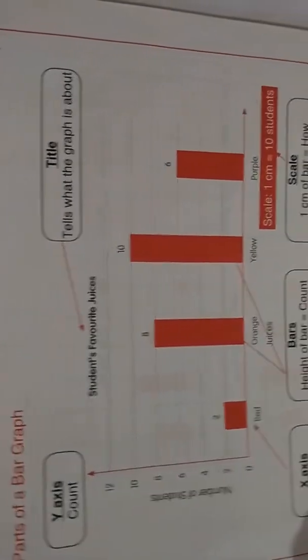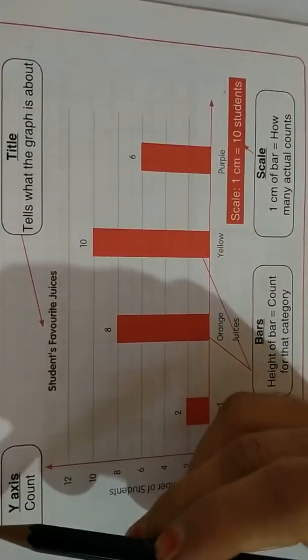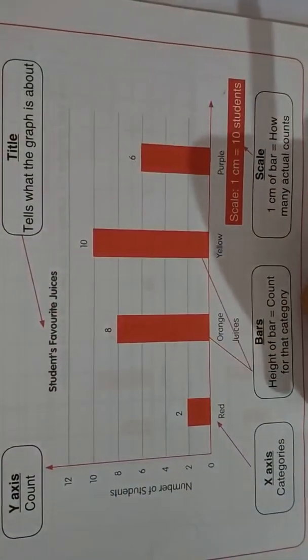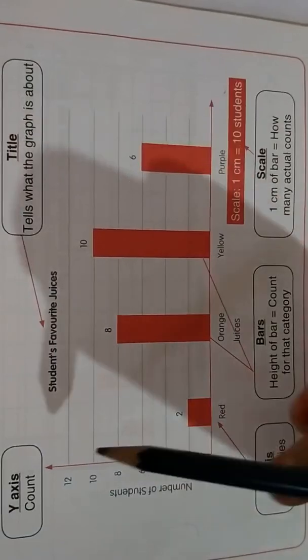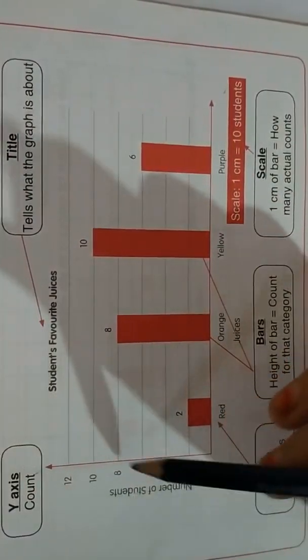Okay students, I hope your work is complete. Now I'll show you a bar graph. Now students, the parts of a bar graph. In that, this line is called the y-axis, the count.